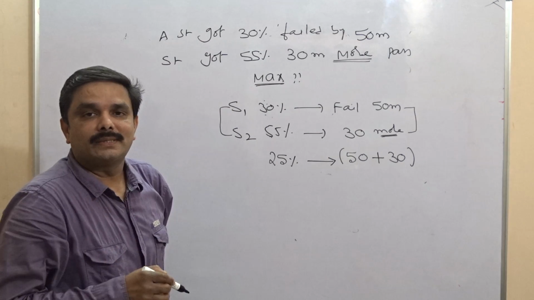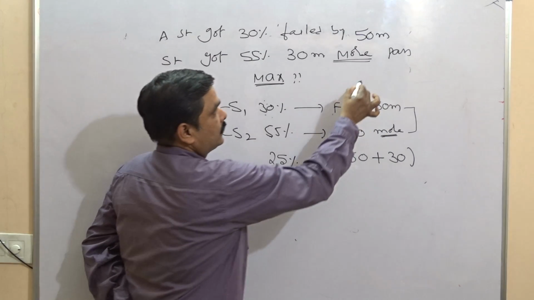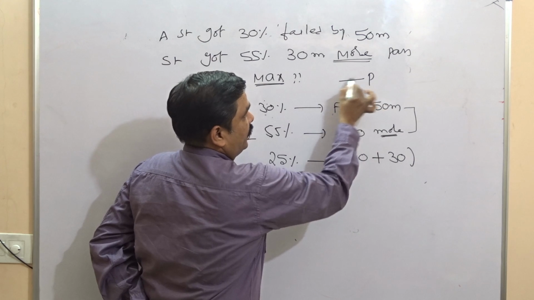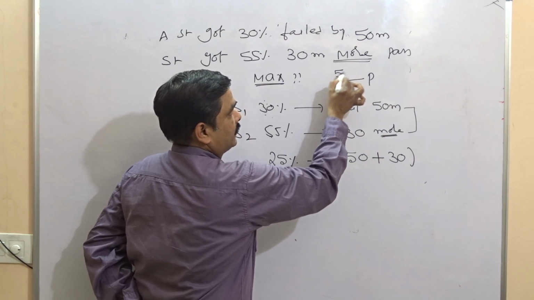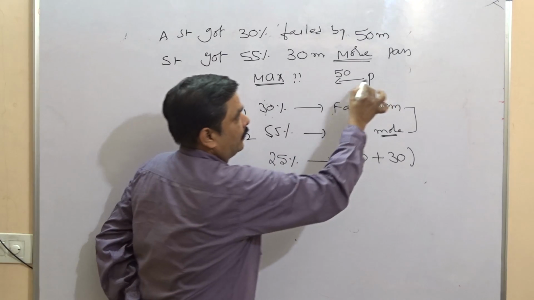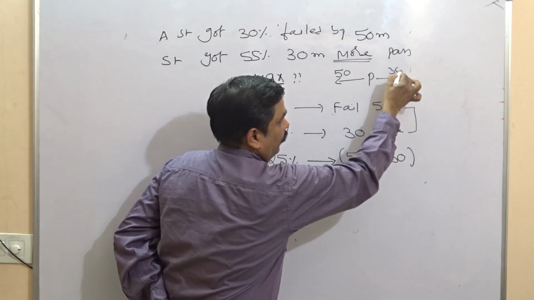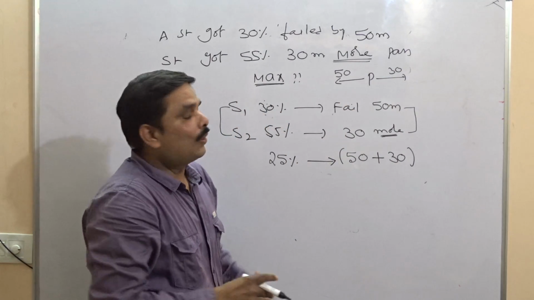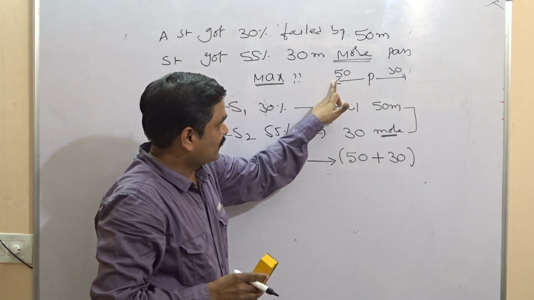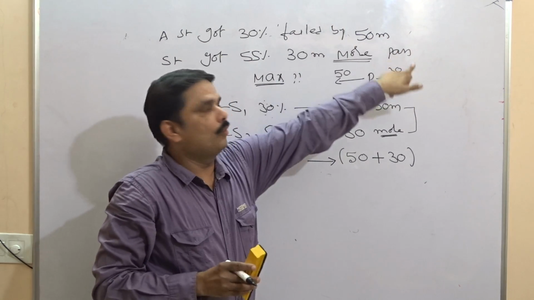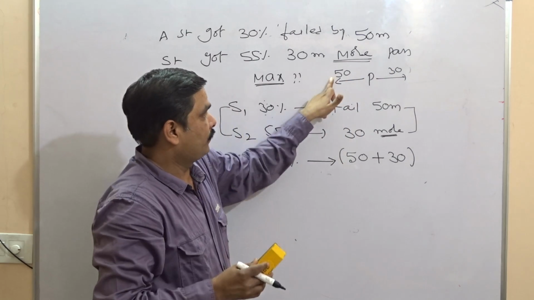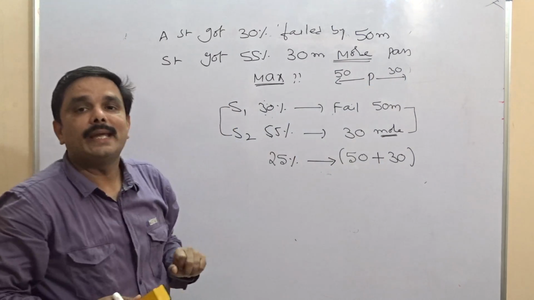Why is this 50 plus 30? The logic is simple. Suppose this is the pass mark. The first student got 50 marks less than pass mark, and the other student got 30 marks more than required for pass. Obviously, the difference between these two is: this person got first these 50 marks, and over and above that, 30. The difference will become 50 plus 30, that should be 80.